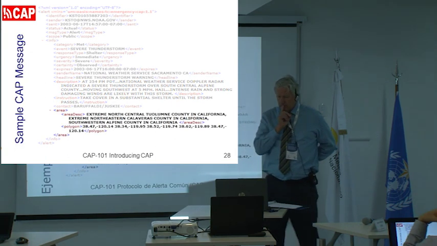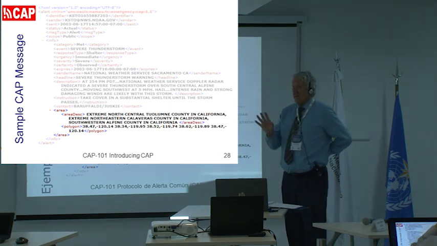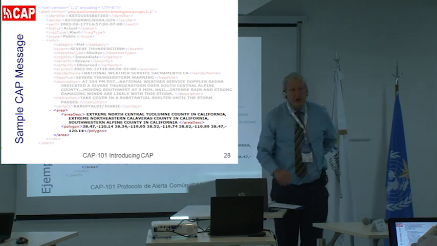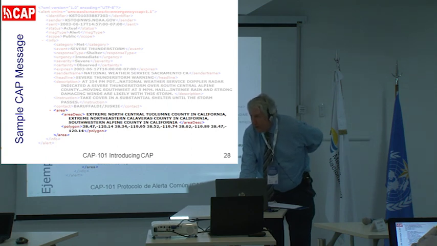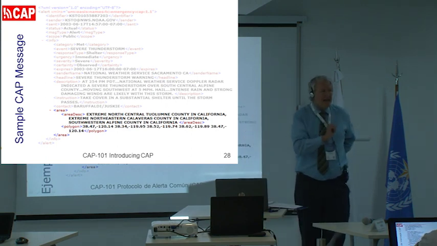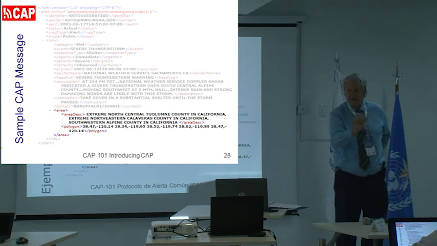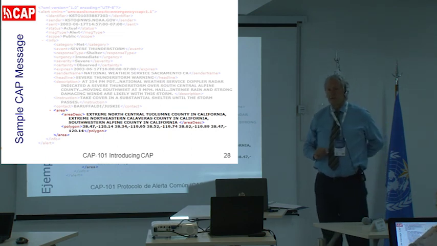Now look at this one. This is the alerting area. Key, of course, to getting the message to the right people. The alerting area for human readers has this whole thing that if you're not in that county, you probably don't even know what it is. But if you are, you're probably like, oh yeah, I know what they're talking about. But it also has the polygon. The latitude, longitude, vertices that encompass the area that needs to be alerted.